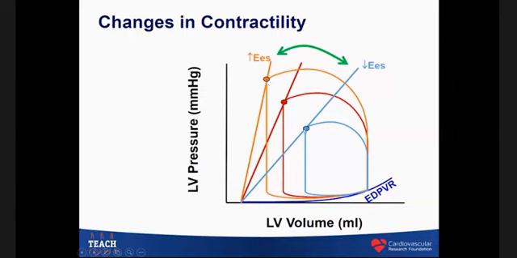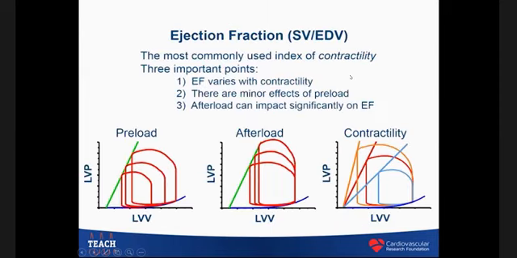So as you can see, as the contractility increases, this thing moves to the left, and as the contractility decreases, this slope starts decreasing. The aortic elastance is just the opposite. The aortic elastance is the end systolic pressure divided by the stroke volume. So as the aortic elastance increases, the end systolic elastance of the ventricle decreases.